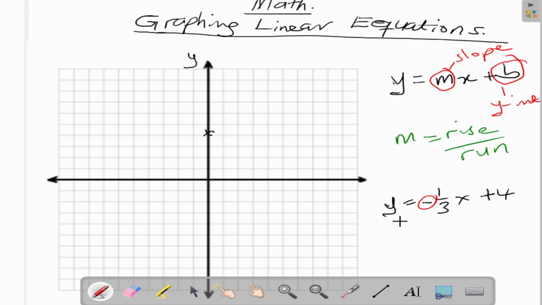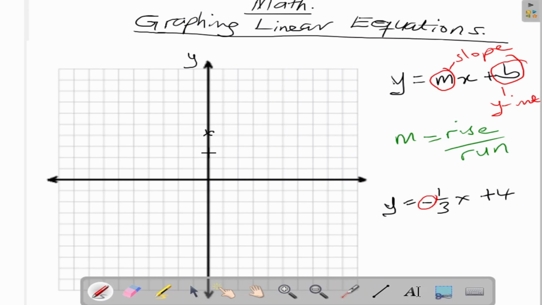When we negate the 1, the rise becomes -1. And then when we negate the 3, instead of running to the right, we run to the left when it is negative. So that's what we're going to do now. So now we located our 4. I will rise -1, then I'll run 3 to the right.